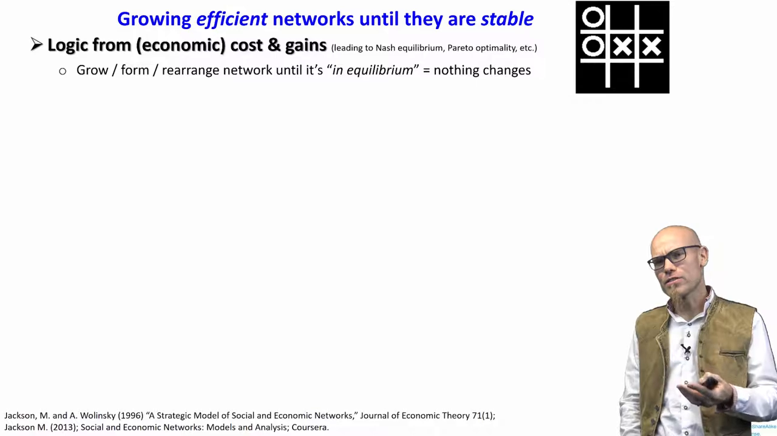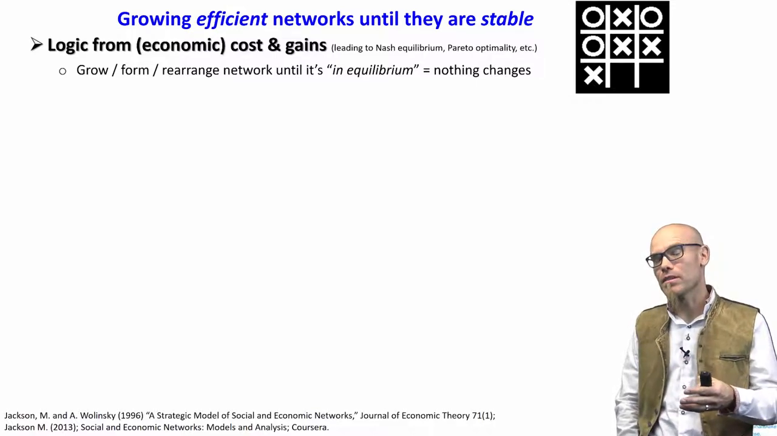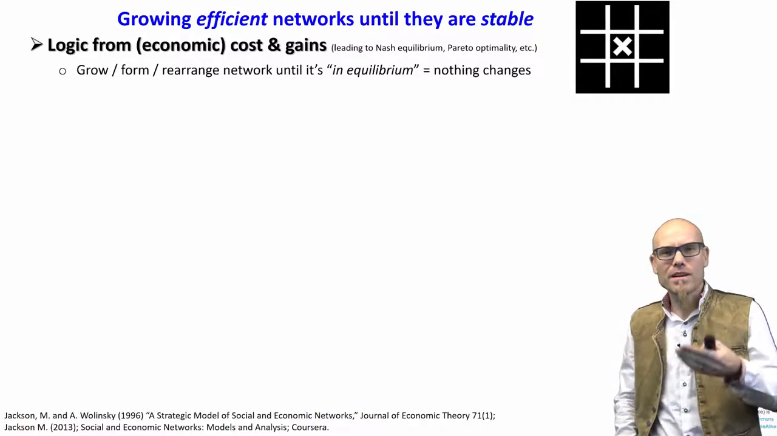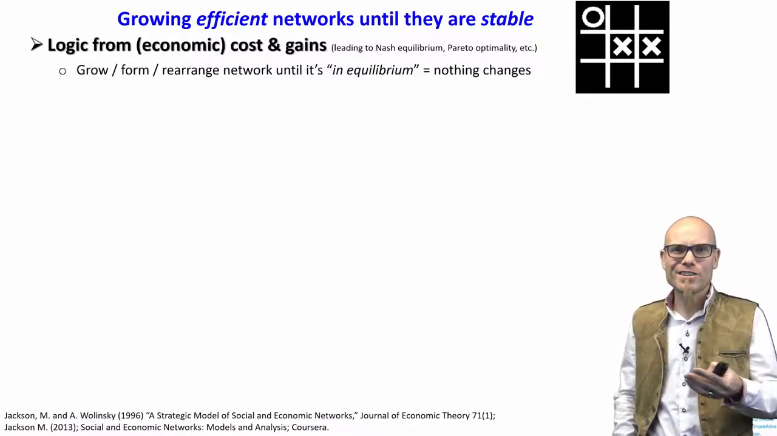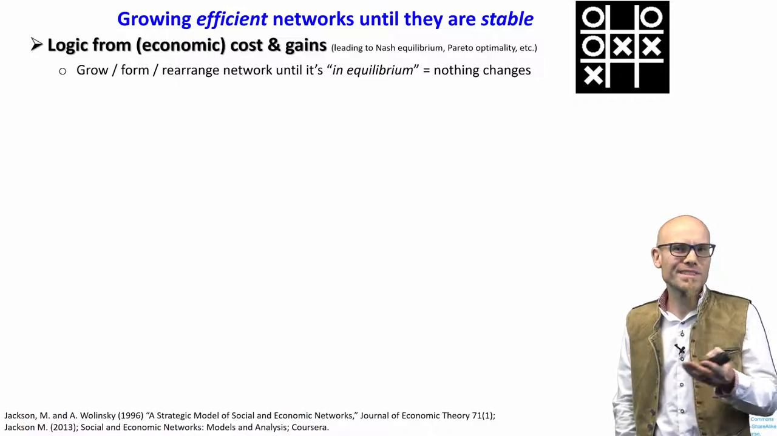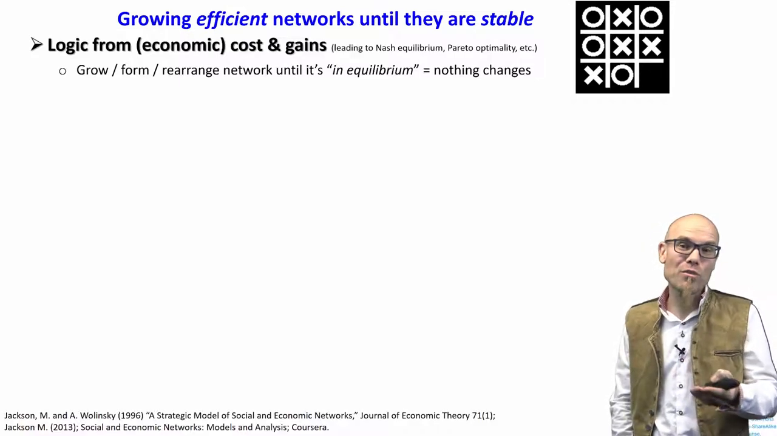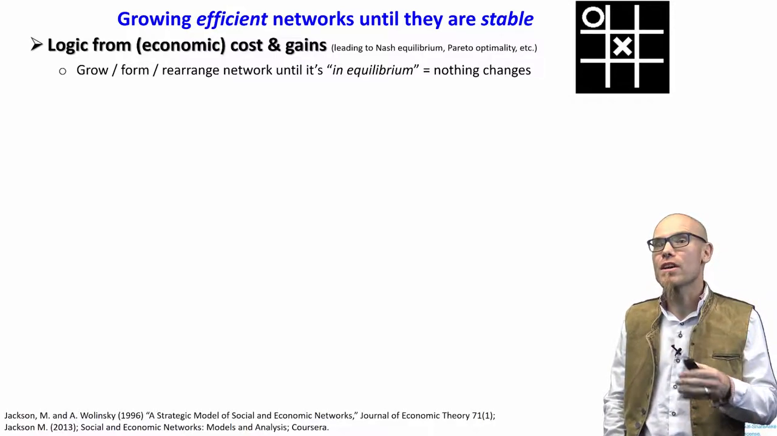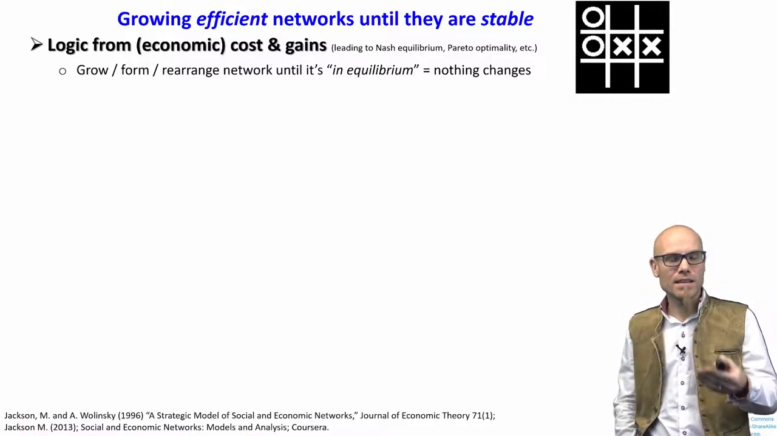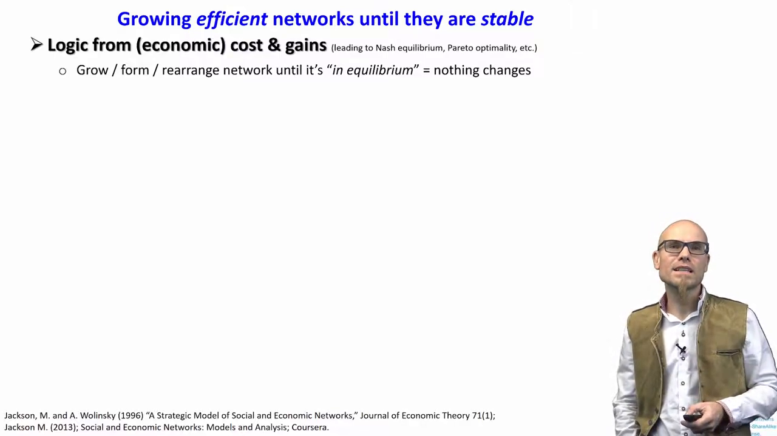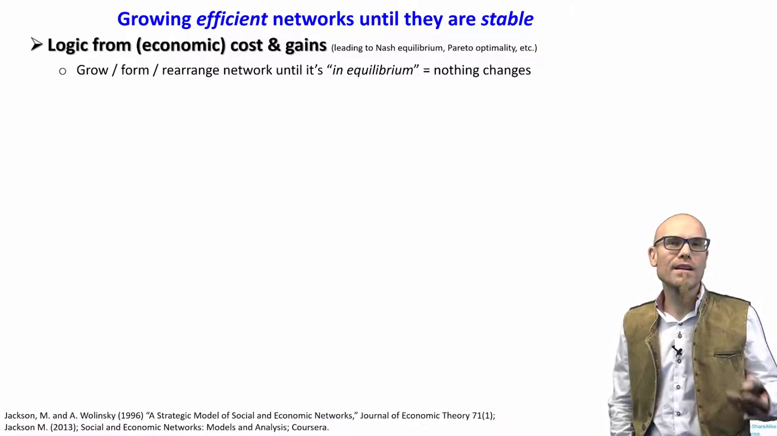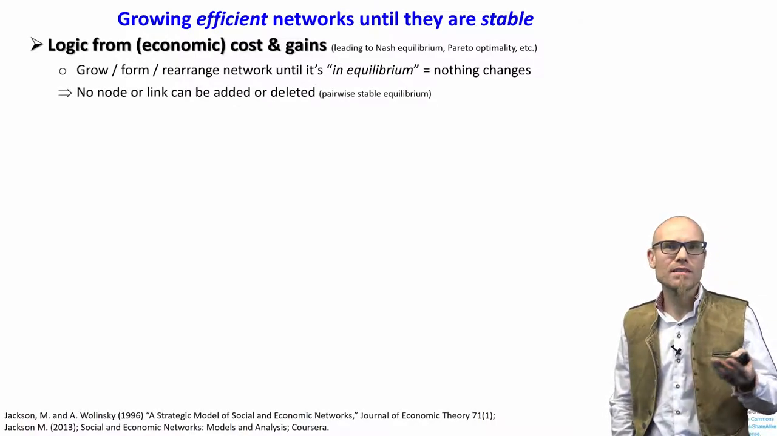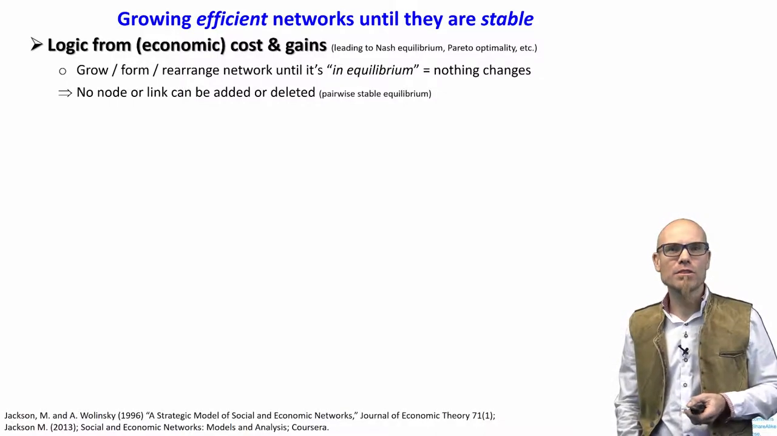But an equilibrium is also useful because it makes it stable. If one person could still benefit by changing something, well, the network will always change and always change and always change. So if nothing changes, if nobody can get better or worse, then we are in equilibrium, and then we have a stable network configuration. So that's our goal, to make the network stable. That's one goal, when no link or node can be added or deleted anymore. It's called a pairwise stable equilibrium.